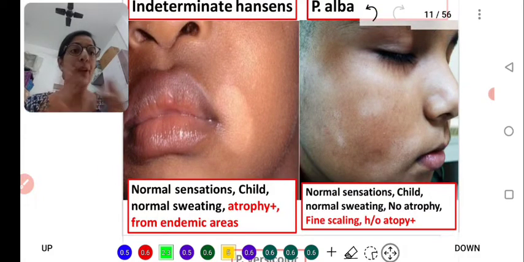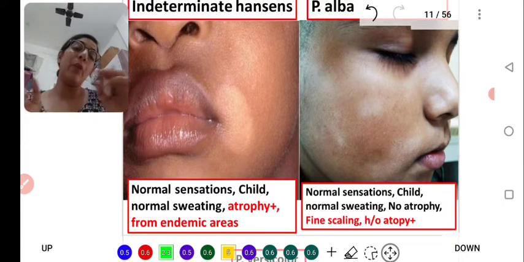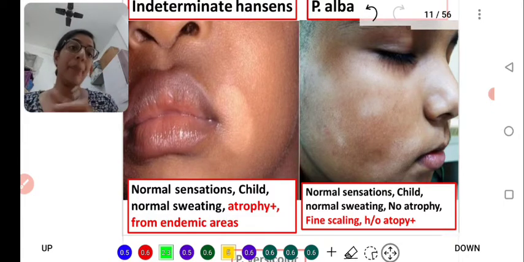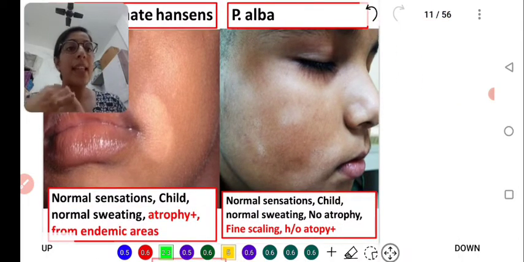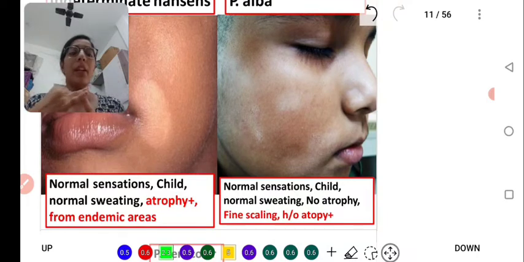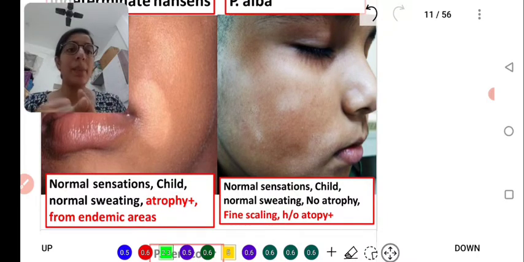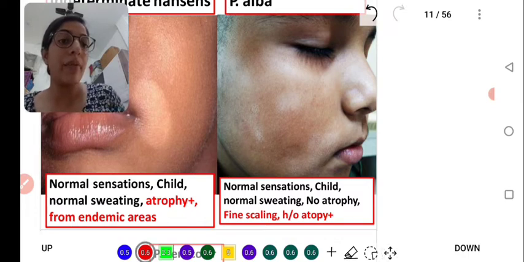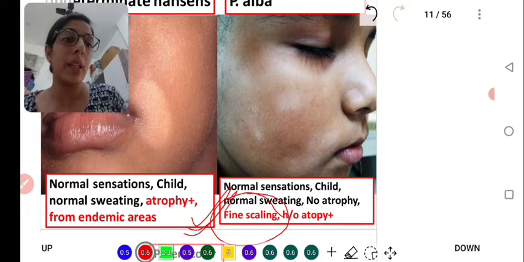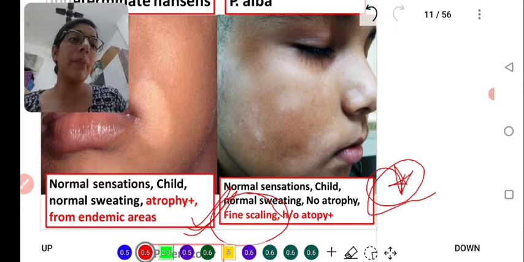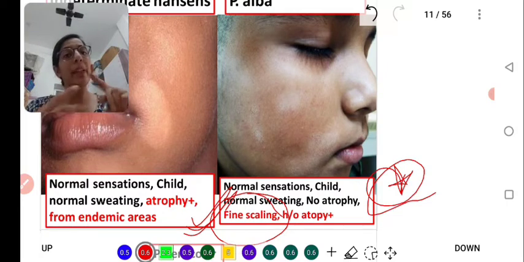Okay, atrophy may be present or not present. If atrophy is present in endemic areas, then it is indeterminate Hansen's. Then pityriasis alba: normal sensation, but fine scaling. The only difference here is that fine scaling is present. When these words come, then this one is going to be pityriasis alba.